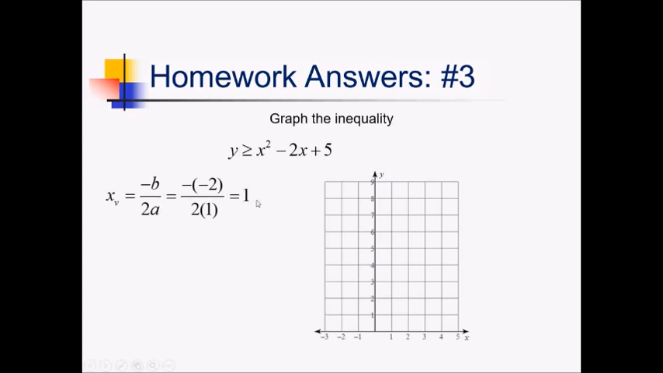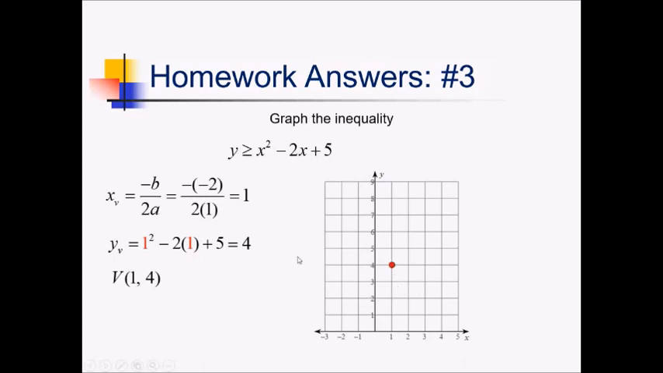Now to get the y value, let's plug this back into the expression here. So we have 1 squared, which is 1, minus 2 times 1, so 1 minus 2 is negative 1 so far. Plus 5 gives us a total of 4. So that's a vertex of 1 comma 4. Since there's an equals here under the inequality, that means we're using solid dots and a solid line. So at 1 comma 4 right here, we have a solid dot.